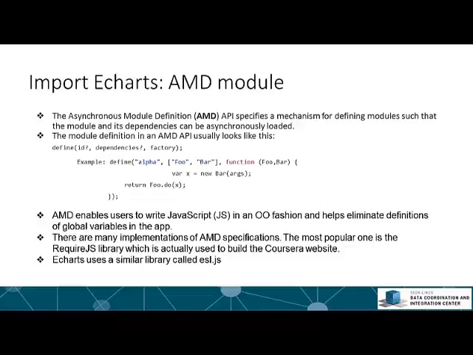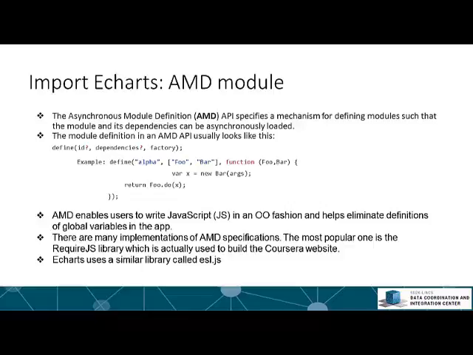The module definition in an AMD API is usually like this. It is defined in a define function. ID is the ID of your module. Dependencies are the IDs of the modules your module depends on. The factory is a function where all the code about your module is written, and the function takes dependencies as arguments. For example, on the right, we define an alpha module that depends on foo and a bar module. The foo and the bar modules are passed as arguments of the factory function of alpha. In the factory function, foo and bar were used to define the new alpha module. Obviously, AMD enables users to write JavaScript in an object-oriented fashion and helps eliminate definitions of global variables in the app.